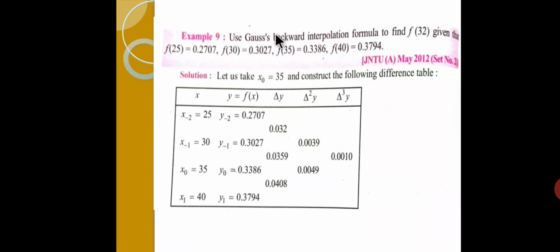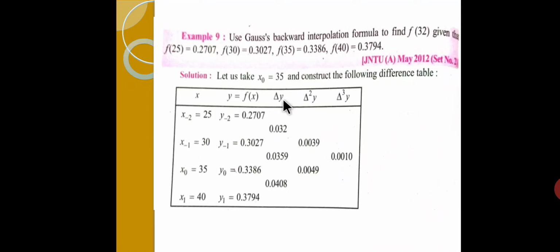Another problem. Use the Gauss backward interpolation formula to find f of 32, given f of 25 is equal to 0.2707, f of 30 is equal to 0.3027, f of 35 is equal to 0.3386, f of 40 is equal to 0.3794. So here x values are 25, 30, 35, 40, and their corresponding values of y are 0.2707, 0.3027, 0.3386, 0.3794. We have to find the y value at x equal to 32 using the Gauss backward interpolation formula.